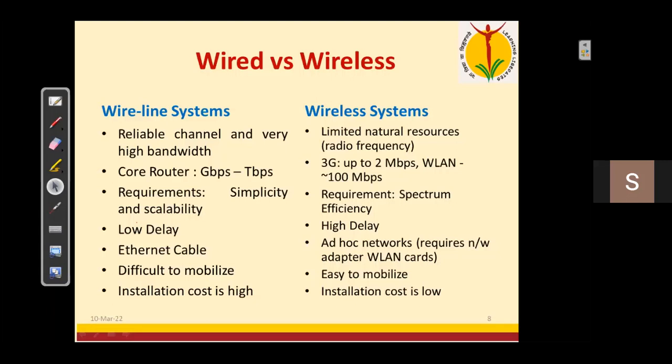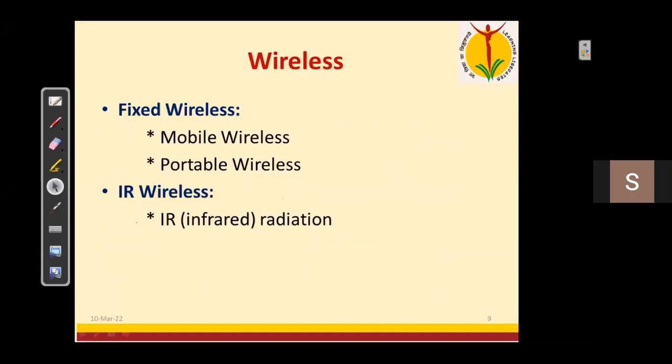But in the wired case, it is in gigabits per second. So the delay is very high in wireless, and it requires a lot of time. You need to build certain networks to connect the devices wirelessly, so we need some wireless LAN cards. But here, mobilization is very easily possible. You can transfer the system from one end to the other end, and configure it according to your wish. Therefore, the installation cost is low as far as wireless systems are concerned.